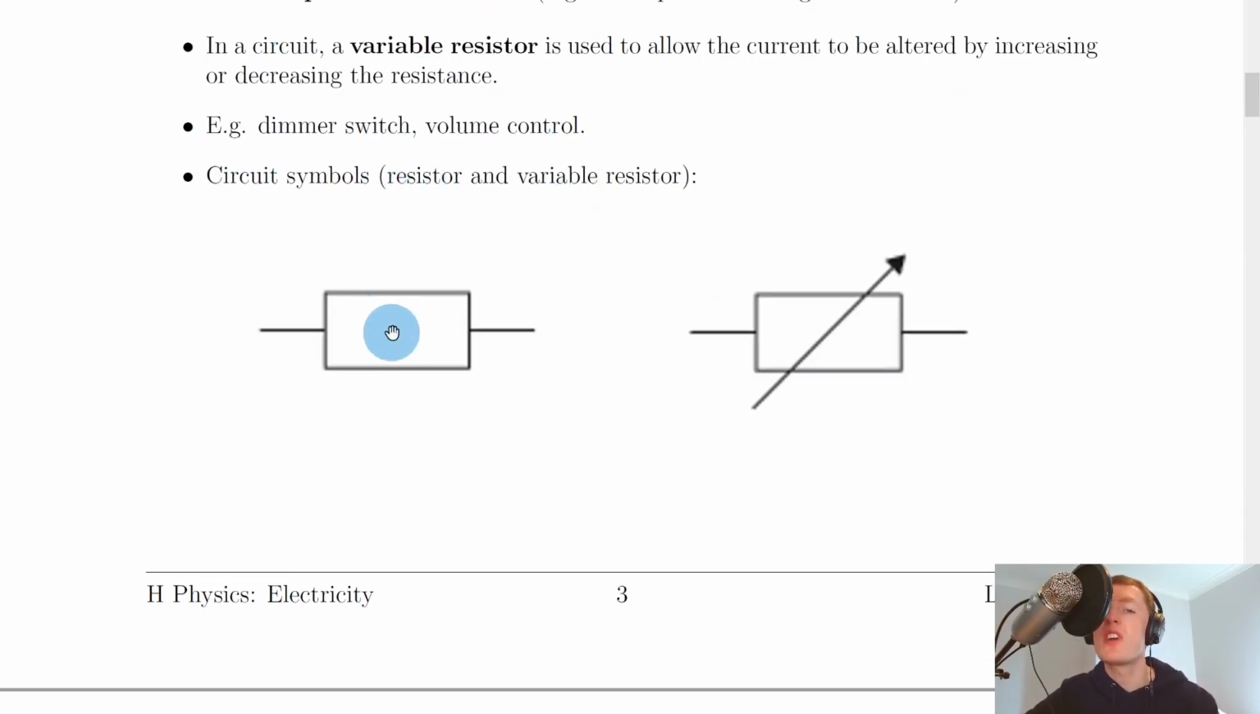Lastly, it shows here the circuit symbols for a resistor and a variable resistor that again you might remember from National 5 level. So over on the left we've got the resistor, which is basically just a rectangle, a box, and then on the right hand side we've got our box or rectangle with a diagonal arrow going through it.